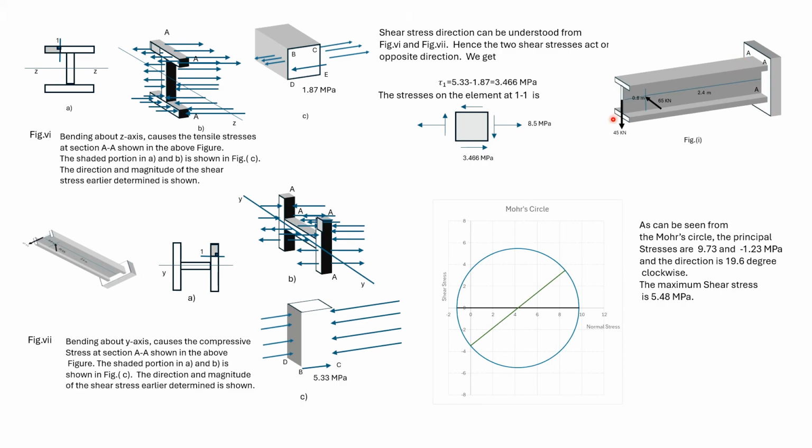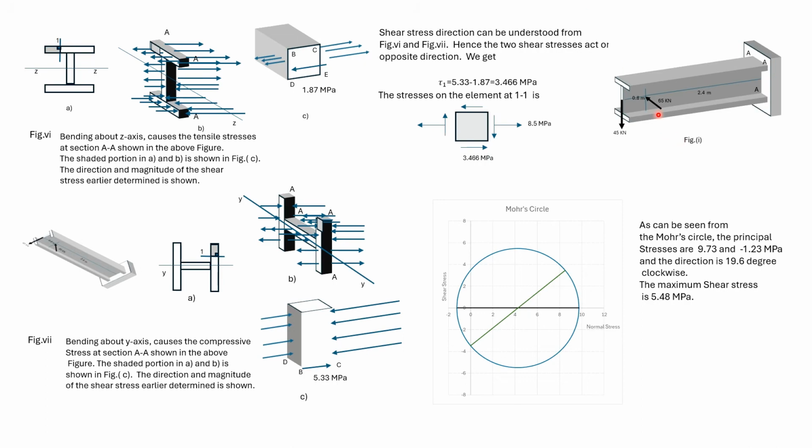As we move away from the 45 kilonewton load, the moment will be higher and the tensile stresses will be higher. So the tensile stresses on the right will be greater than the tensile stresses on the left. This is the point 1, and this shaded area has been shown here. Here again the tensile stresses on the right are greater than the tensile stresses on the left. So this would be the direction of the shear stress.